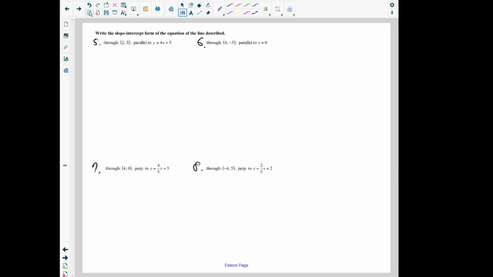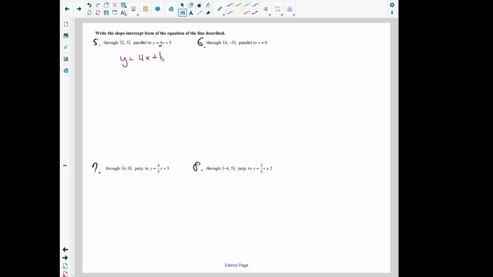Okay, slide 2. So now they're telling us it's parallel. Parallel lines have the same slope. So from this line, our line is parallel to this line, so that means this 4 is the same in our problem. So that means we have y equals 4x plus b.